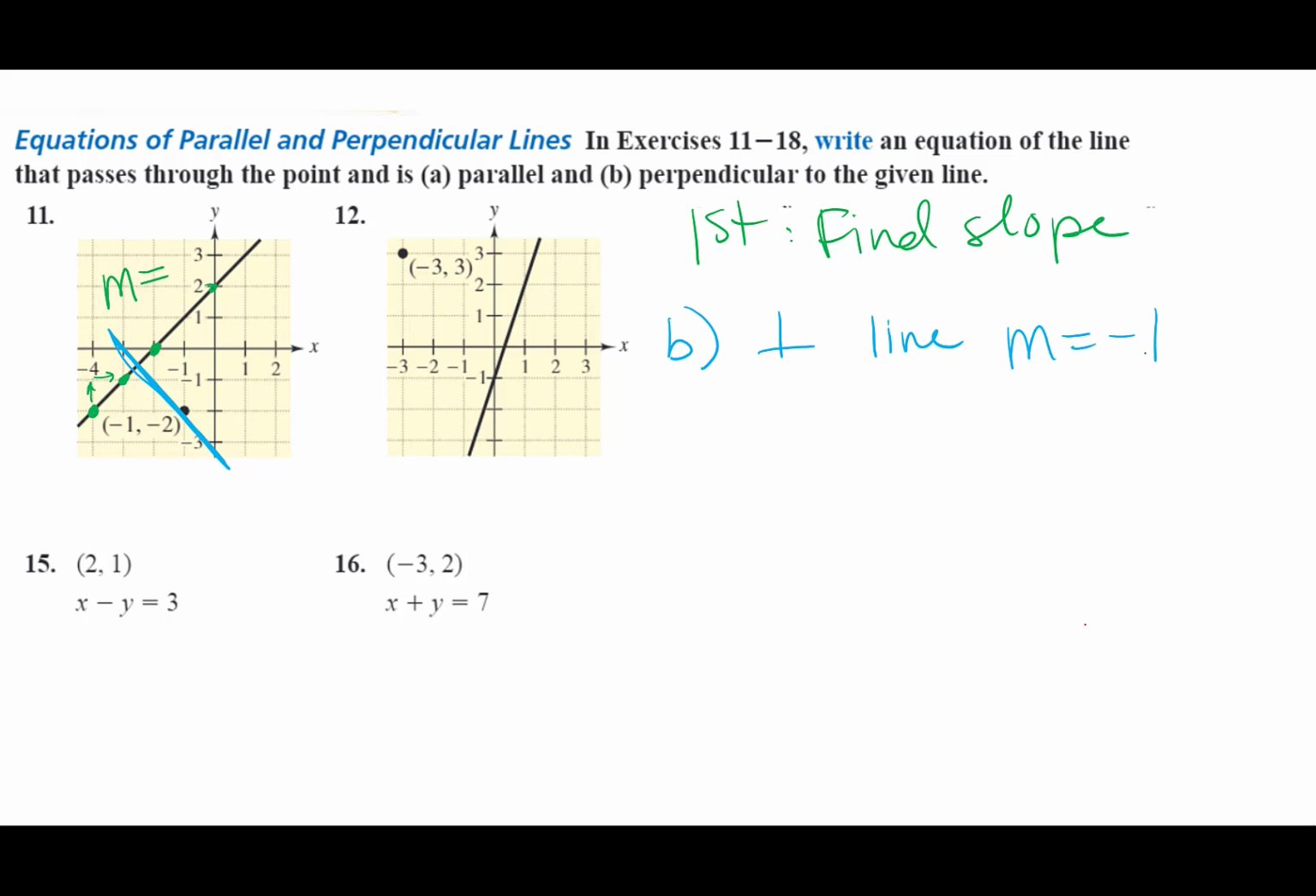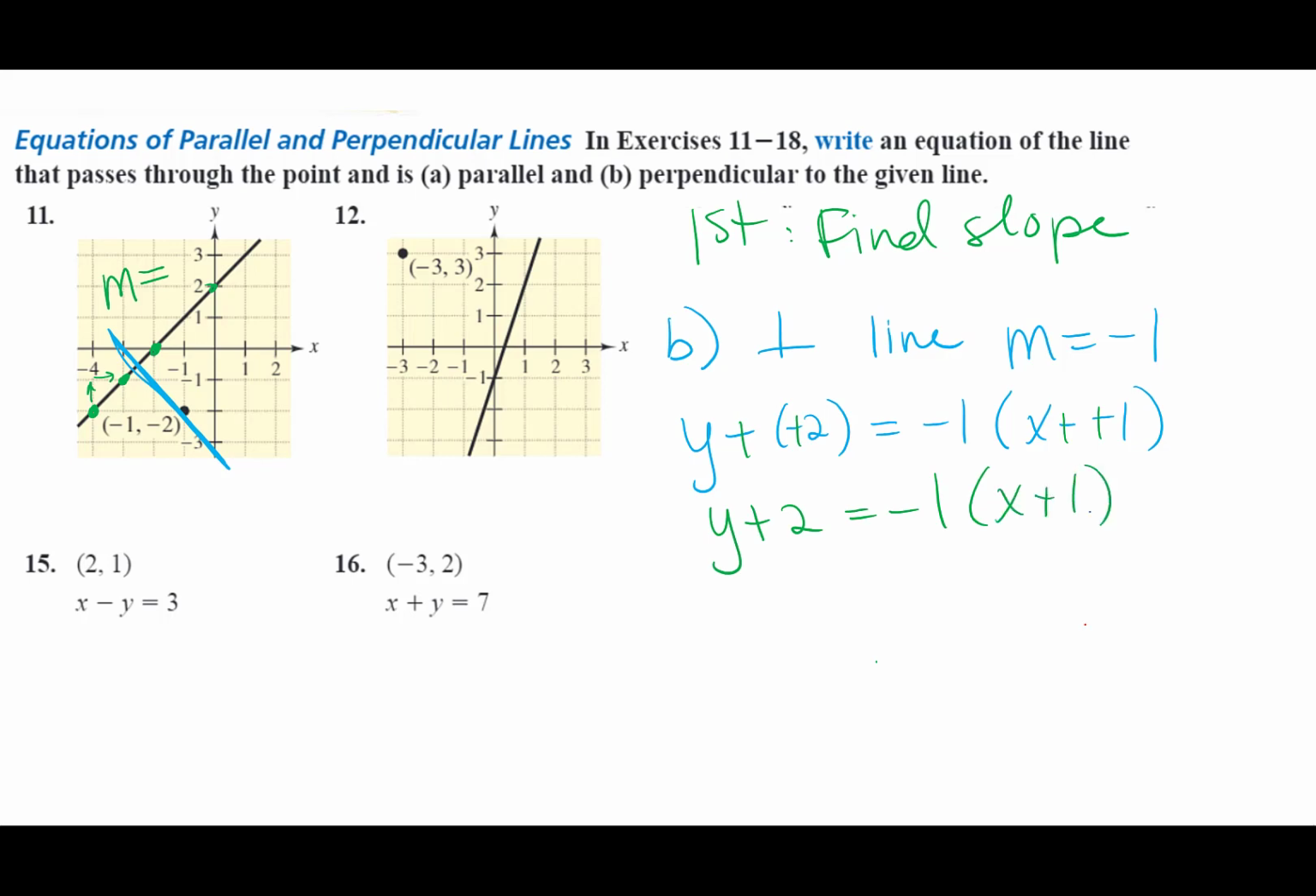And then we're going to use the same ordered pair for the point slope format. This will be y minus -2 equals -1 times x minus -1. Again, we have these double negatives, so let's add the opposite. That simplifies to y plus 2 equals -1 times x plus 1.